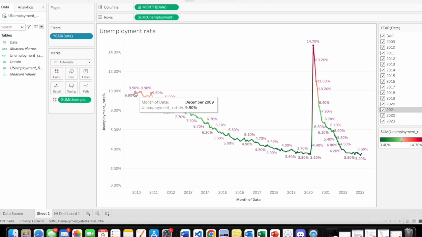And the graph varies from 9.90%, it went up to 14.7% during the month of April in 2020. And again, by this line graph, we can see that it has come down to 3.60% in February 2023.